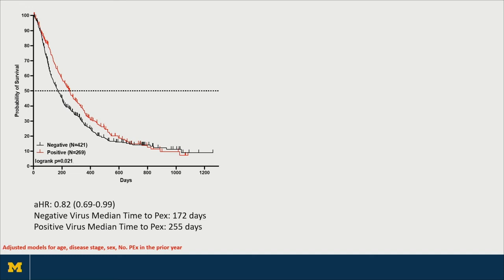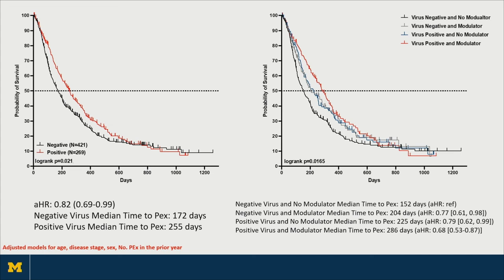Putting this into a Kaplan-Meier plot, we can see here a clear delineation of the lines in terms of viral positivity and negativity, with the median time to next pulmonary exacerbation in the positive group at 255 days, so nearly an 80-day difference. And these are adjusted models for all those factors I mentioned earlier. Moreover, when we break this down by our delineated cohort, including different modulator use and virus, again, you can see the differences there in terms of time to next pulmonary exacerbation, with the worst group, negative in both, at about 150 days, and the best group, both, at about 286 days.